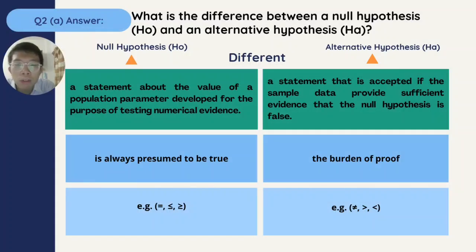Question 2a. Difference between null hypothesis and alternative hypothesis. Null hypothesis is a statement about the value of a population parameter developed for the purpose of testing numerical evidence, while alternative hypothesis is a statement that is accepted if the sample data provides sufficient evidence that the null hypothesis is false. Null hypothesis is always presumed to be true, while the alternative hypothesis has the burden of proof. The symbols equal, greater than or equal to, and smaller than or equal to are always part of the null hypothesis, while the symbols not equal, greater than, or smaller than are always part of the alternative hypothesis.